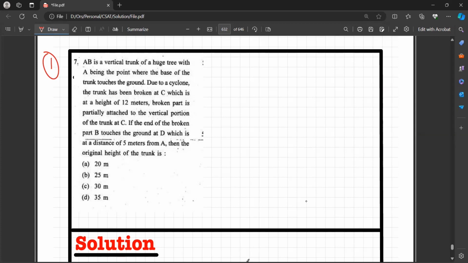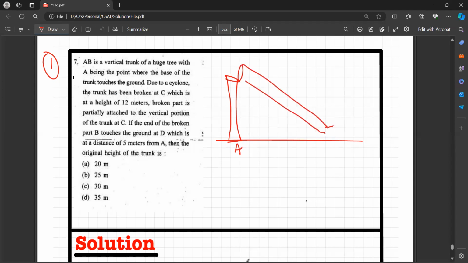AB is a vertical trunk of a huge tree, with A being the point where the base of the trunk touches the ground. So this is the tree, base touches the ground. Due to a cyclone, the tree has been broken. Cyclone ho gaya, tree has been broken. Got it? And which is at a height of 12 meters. Broken part is partially attached to the vertical portion of the trunk C.